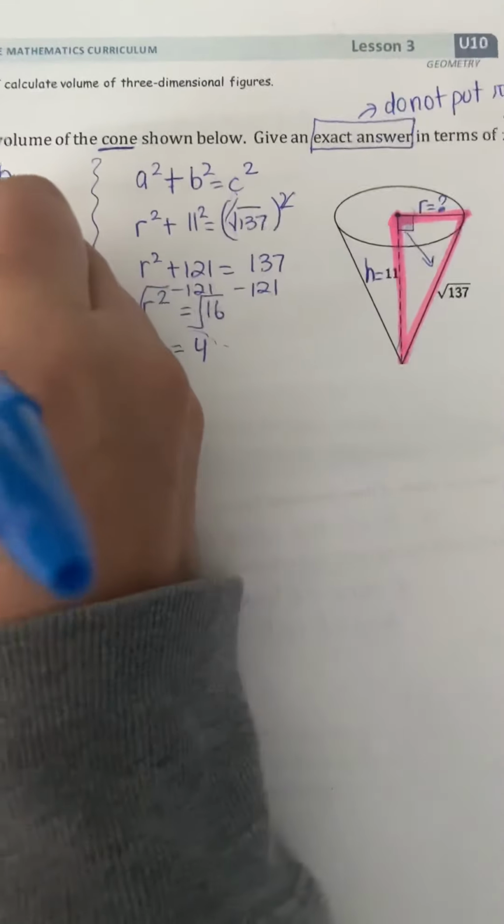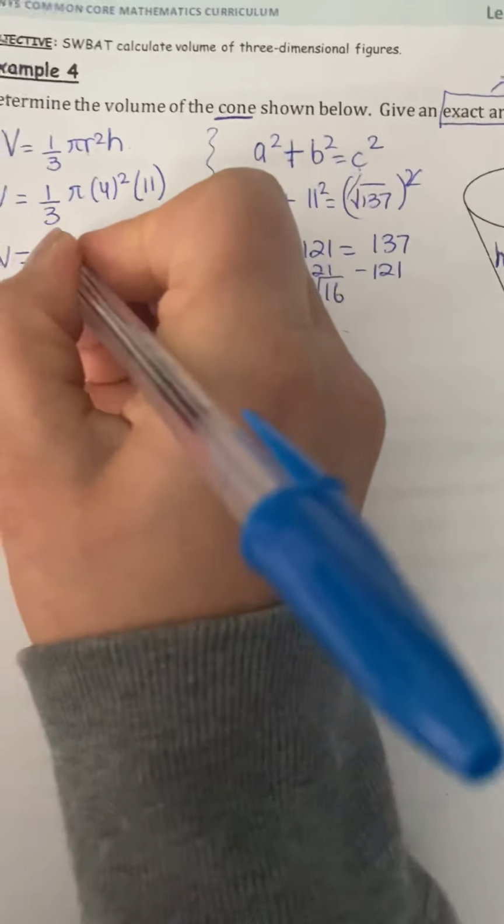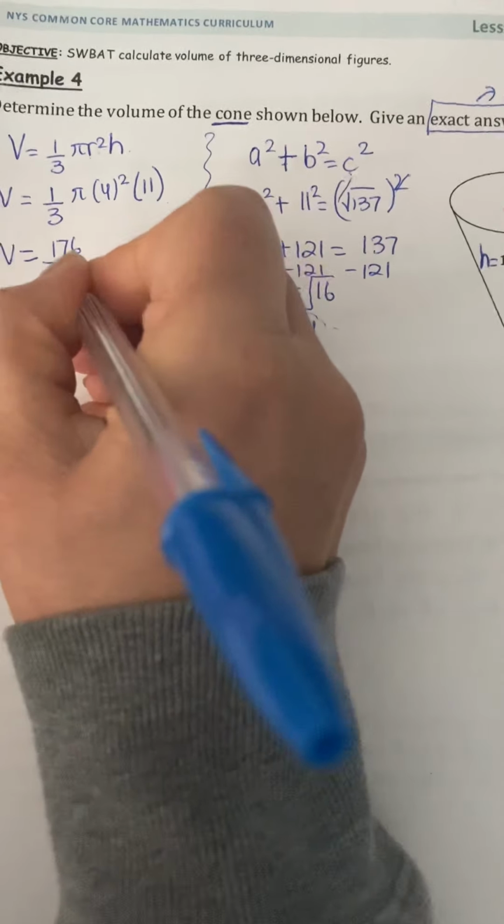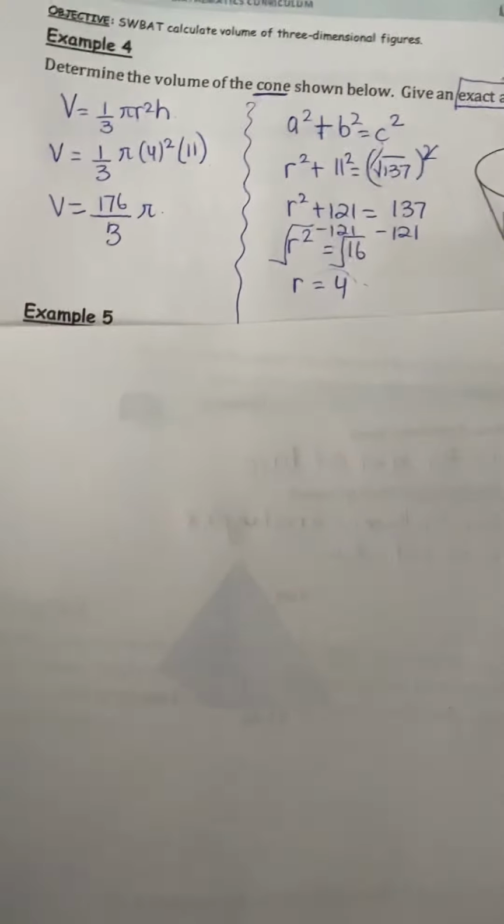If you substitute all that in and put that in the calculator, again, when I'm doing this, I'm not going to put the pi in the calculator. So what do I get? I get my volume is equal to, I think it's 176 over 3 pi. I did not put that in the calculator.